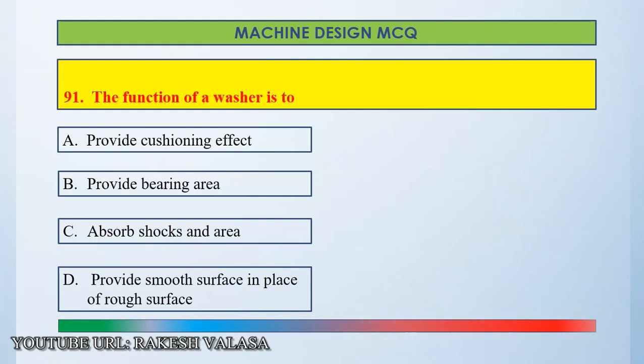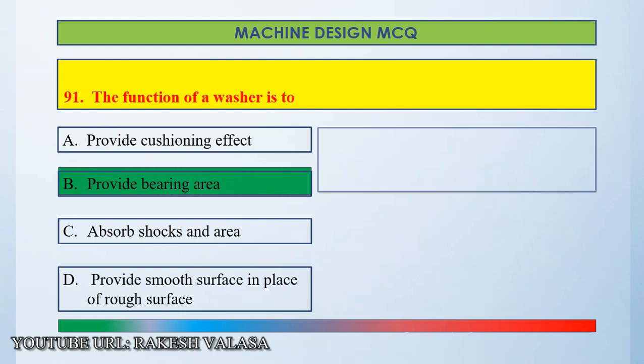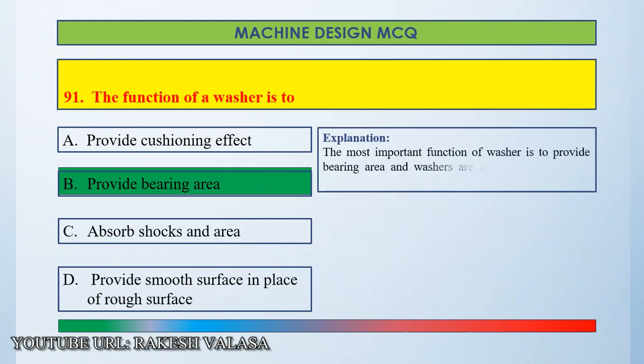The correct answer is option B, provide bearing area. Let us see the explanation. The most important function of washer is to provide bearing area, and washers are normally specified by their hole diameters. So the correct answer is option B, provide bearing area.